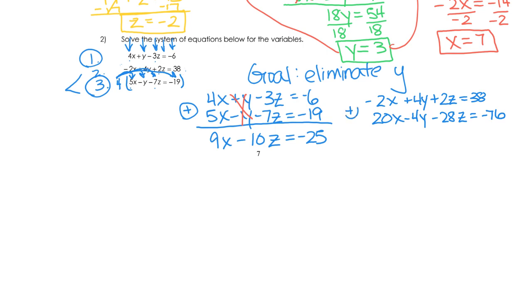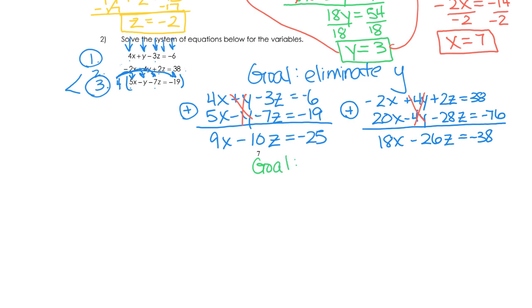We're going to go ahead and add the two equations together again. Negative 2x plus 20x is 18x. The y terms are opposites of each other and will cancel. 2 minus 28 is negative 26z equal to a 38 minus a 76, which is negative 38. And now we have two equations with the same two variables in it. And so now we are ready to set up our second goal.